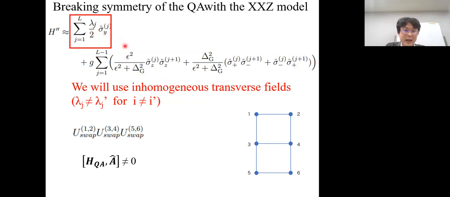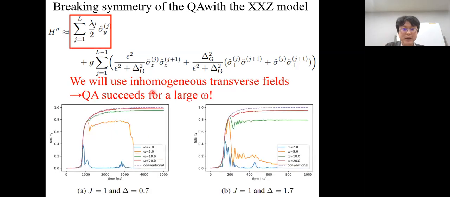In this case, if we choose random values, then the total Hamiltonian does not commute with this observable anymore. So choosing some randomized values and performing the numerical simulation, you can see that by increasing the value of omega, the fidelity goes up and approaches one. So quantum annealing becomes successful for large omega. Our conclusion is that when quantum annealing fails due to the symmetry, we can use the randomized transverse magnetic field, and quantum annealing will be successful.